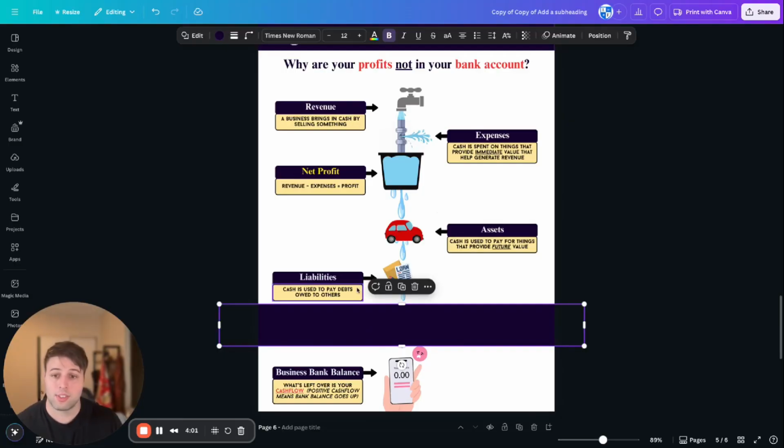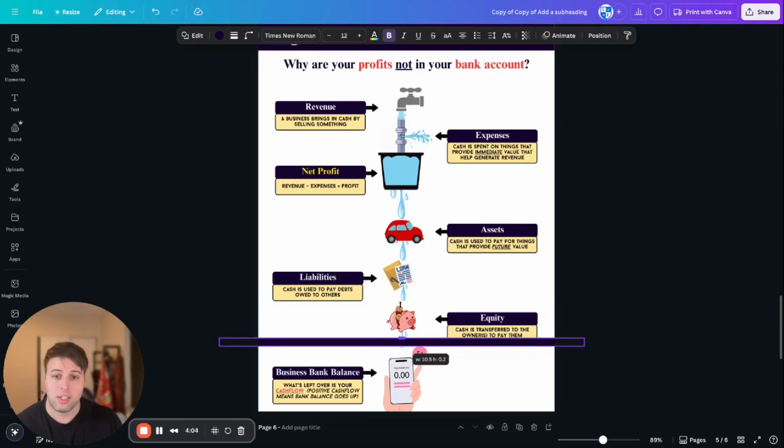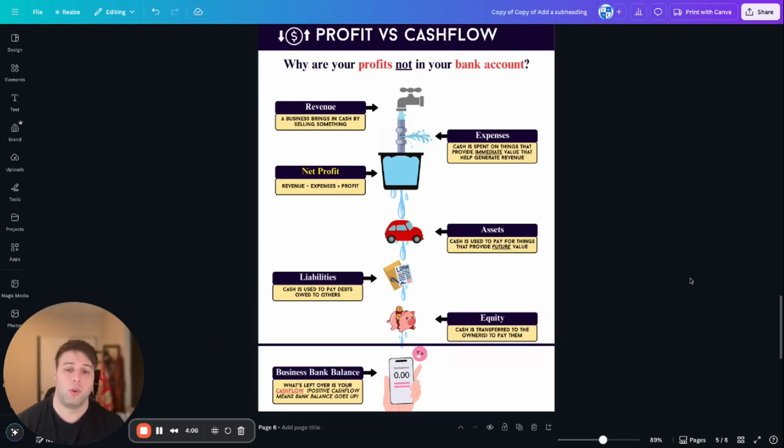So after assets and liabilities, there's one more thing, and it's equity. So in your business, cash is going to be transferred to the owners to pay them. So owner draw, a distribution, these terms might be familiar, but basically if you take money out of your business bank account and put it in your personal bank account, it's going to reduce your bank account in your business, obviously, but it's not going to show up as an expense. You as the owner are taking money out of the business.